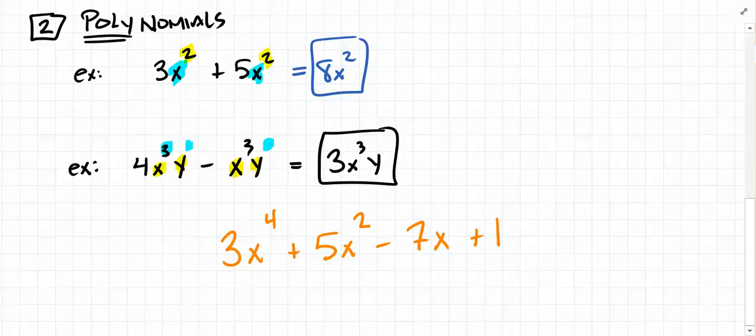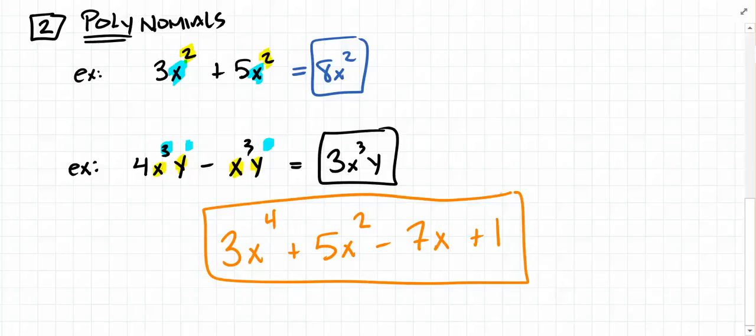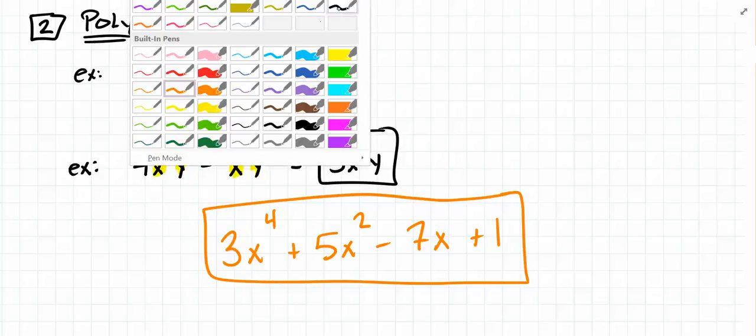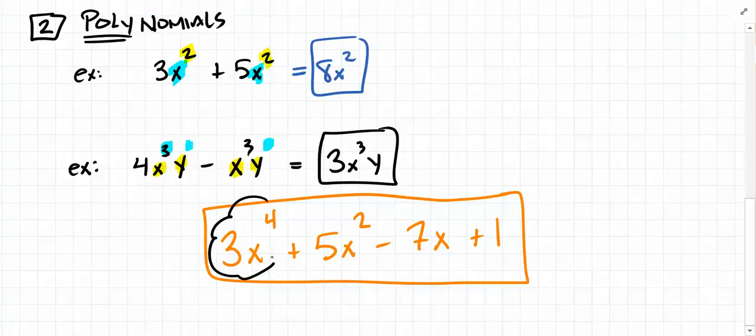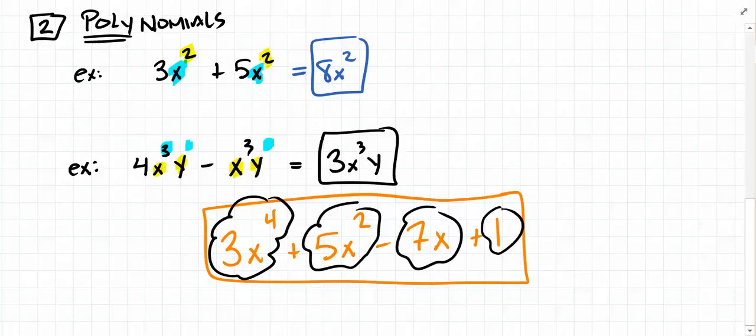This is our first real example of a polynomial, and you can see that it's a collection of little monomials, right? So what are the monomials that I have? Well, I have this right here, 3x to the 4th, that's a monomial. I have 5x squared, that's a monomial. I have 7x, and then I have 1. So all of those together collectively make a polynomial, which means many nomials, right?